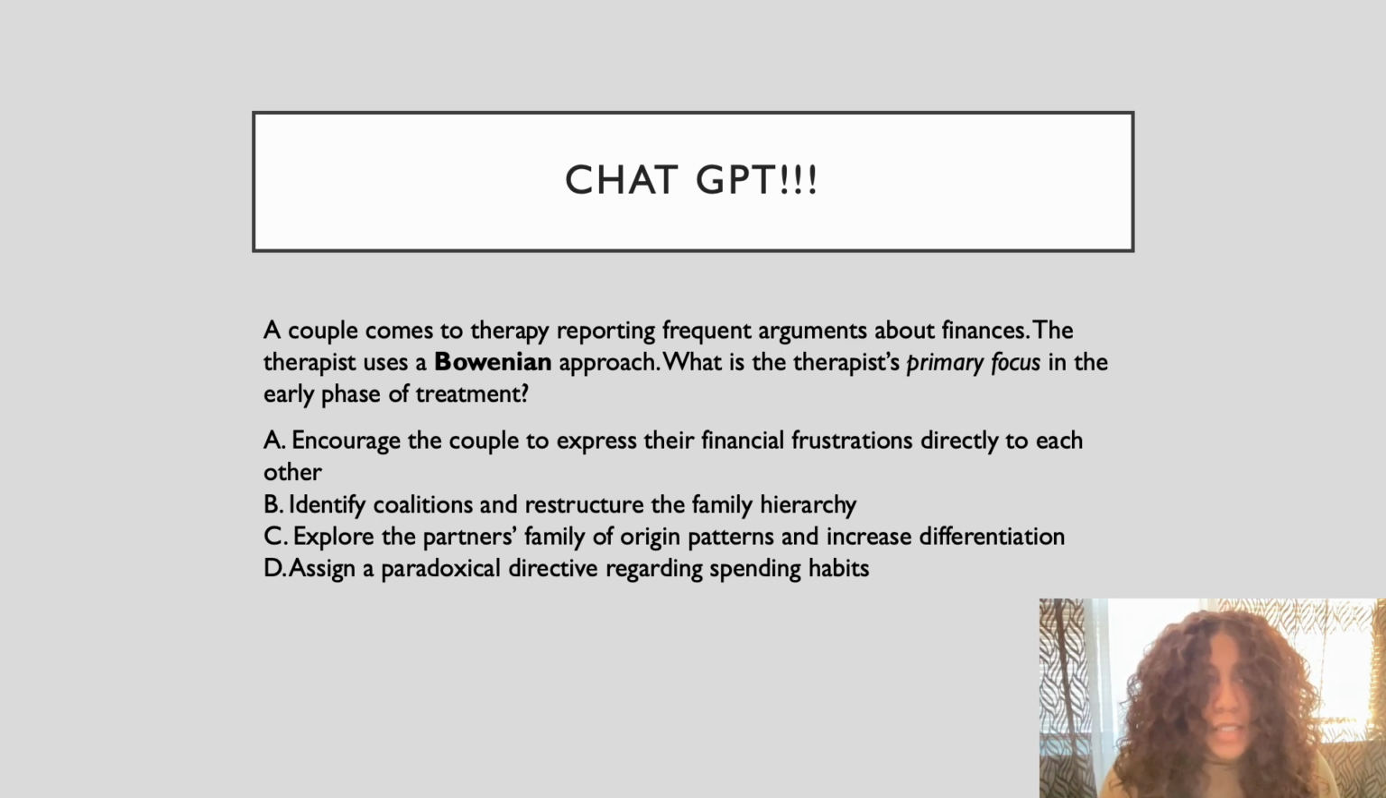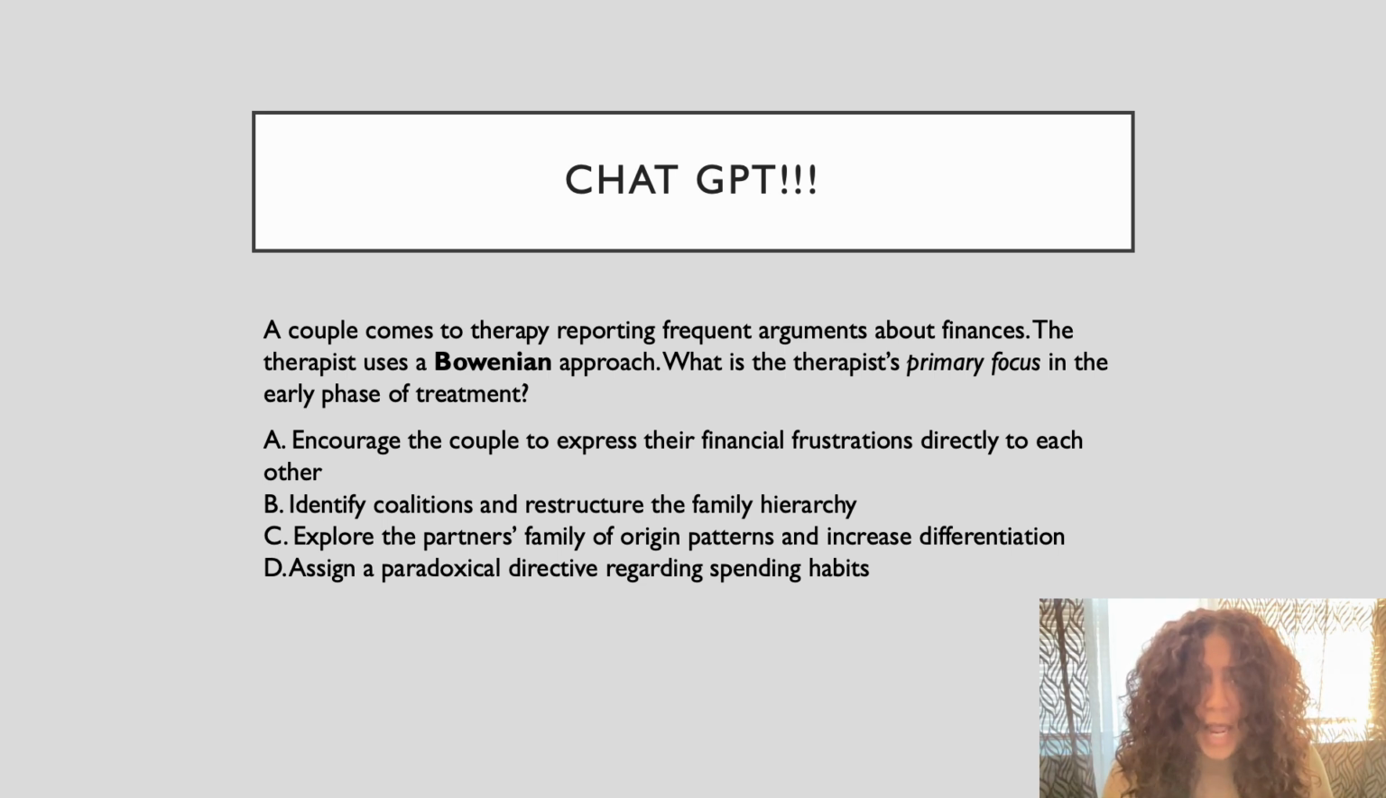So let's look at the responses. Encourage the couple to express their financial frustrations directly to each other. Why are we doing that? So you can start an argument in the therapy room? No, absolutely not, right? EFT, maybe they would do that, but I don't see that happening, right? Identify coalitions and restructure the family hierarchy.